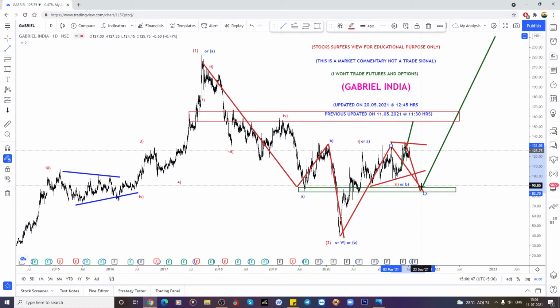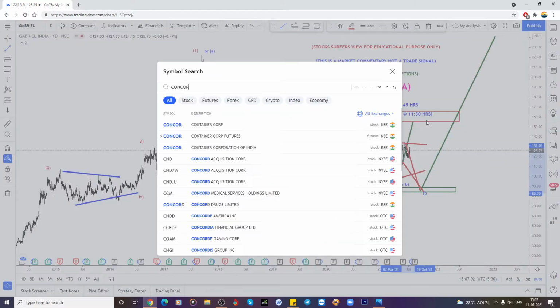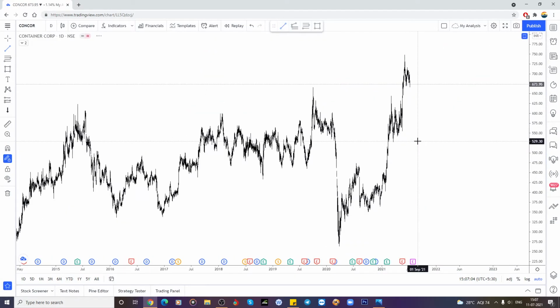If it comes to the downside in the 3-wave structure to the 85, I'm looking for that. Or from here it can go up, but my target is 160. Whether it is coming to the 85, or from here it can shoot for that 160 also. So the next is Concor, Container Corporation of India.